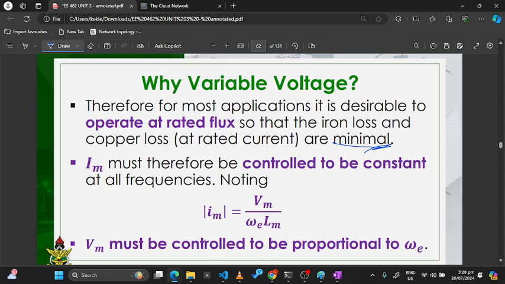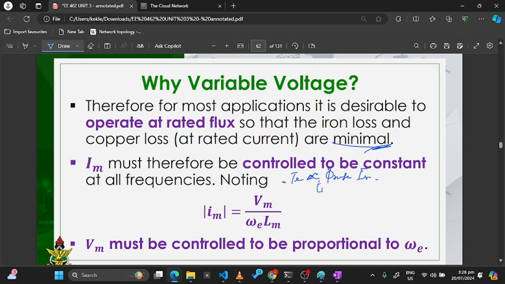Im must therefore be controlled to be constant at all frequencies. Is that okay? So we are saying that we want to increase the flux to the rated flux. Then we have the rated current here too. That will give us the rated torque. Is that okay? And we want this flux to be constant at all times, at all frequencies. If you change the frequency, we want this flux to be constant. For this to happen, that means what is producing it must also be constant.